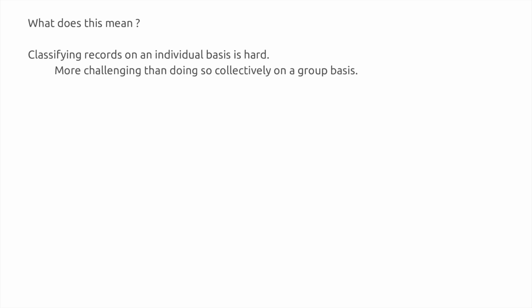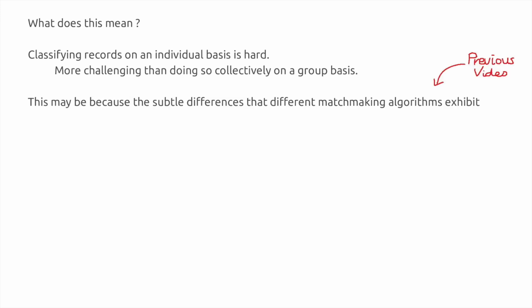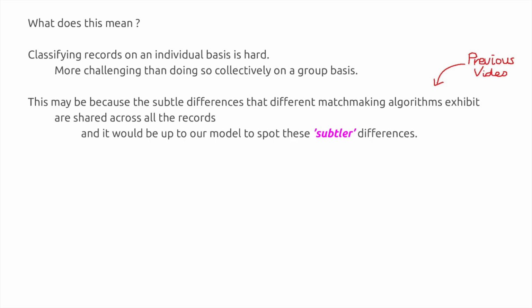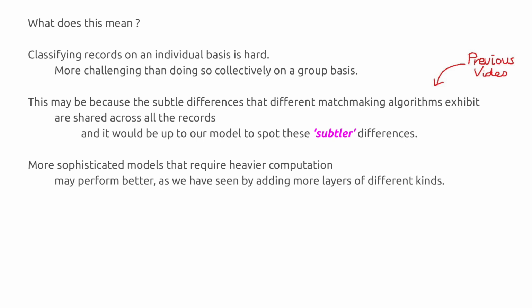What does this mean? Classifying records on an individual basis is hard, more challenging than doing so collectively on a group basis. This may be because the subtle differences that different matchmaking algorithms exhibit are shared across all the records, and it would be up to our model to spot these subtler differences. More sophisticated models that require heavier computation may perform better, as we have seen by adding more layers of different kinds. But eventually, the performance of newer models will plateau.